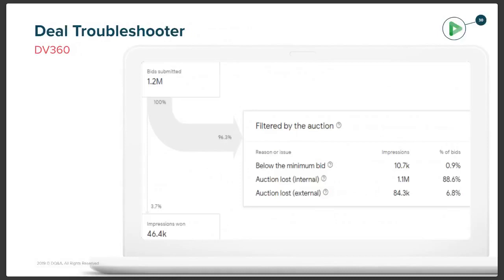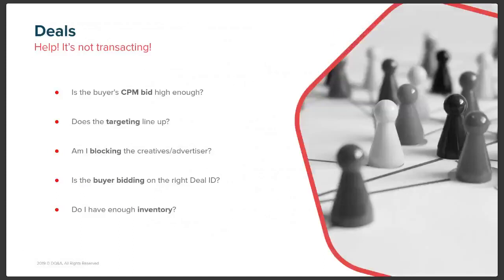And then auction lost internal. So most clients get a bit confused with this. So auction lost internal means it lost the bid for all line items in DV360. So it's not just related to your partner. So it's actually for every bid in DV360. And then auction lost external is for any DSP that's bidding on that inventory. So then once that's done, then you see the impressions won, and those are the impressions that you have won based on your bid.